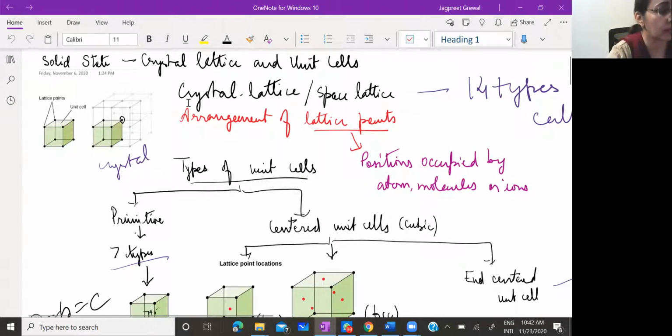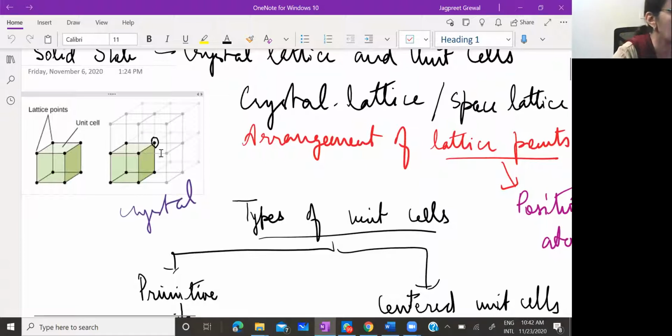This arrangement of the particles is described with the help of a crystal lattice. As you can see over here, this is a crystal lattice. What is it? It is a three-dimensional arrangement of the lattice points.